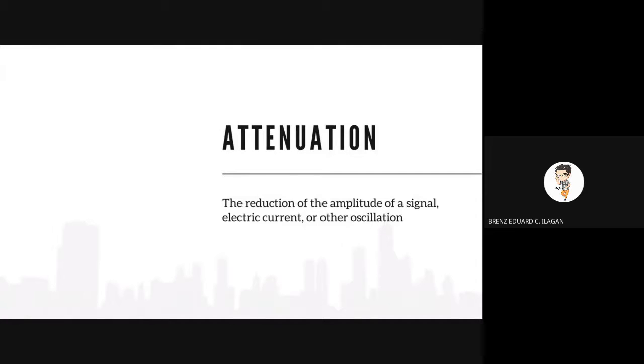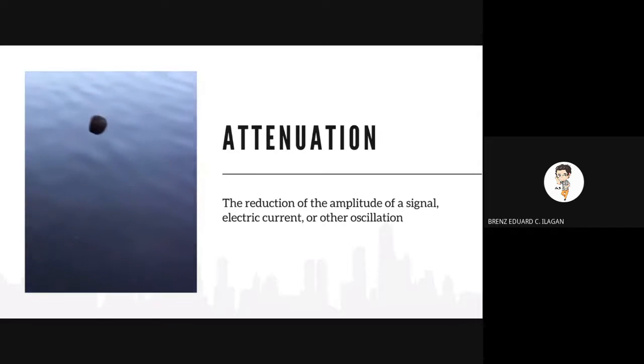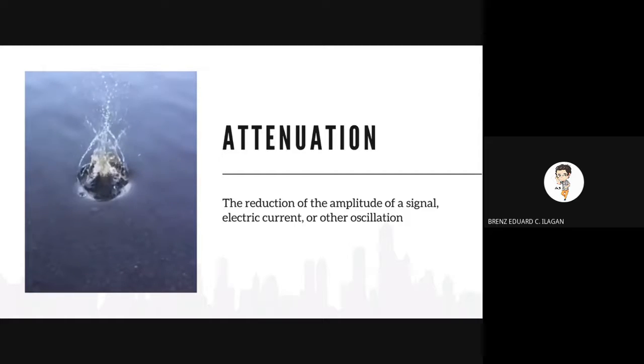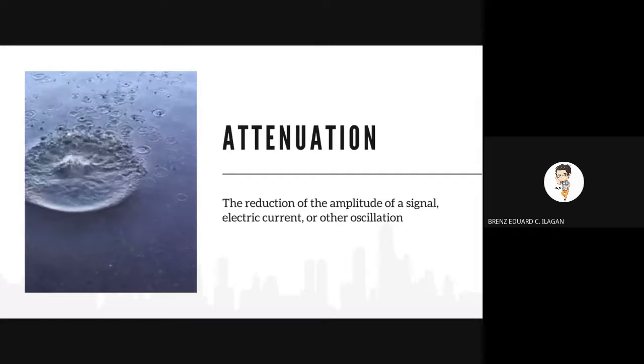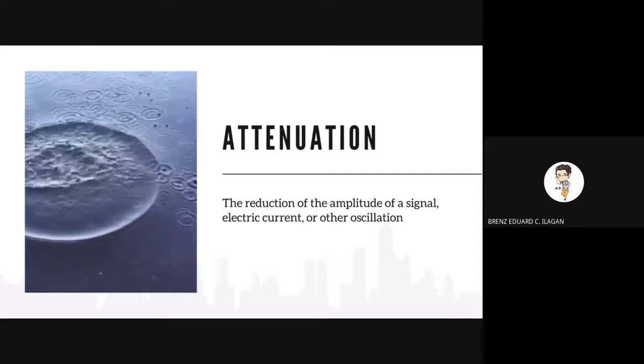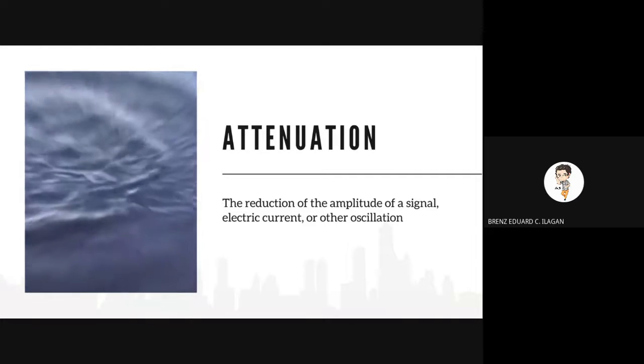Attenuation, the reduction of the amplitude of a signal, electric current, or other oscillation. So ito yung nalilessen or nawiweaken yung force, amplitude, and magnitude. So ang best illustration nitong attenuation ay kunyari, nagbato ka ng isang bato sa tubig. Once na tumama yung bato sa tubig, nagpo-form ito ng waves sa surface, palayo sa part or sa lugar na kung saan lumubog yung bato. Mapapansin natin na noong una ay malaki yung waves, pero habang lumalayo ito, lumiliit na ito. So itong pagliit ng waves na ito yung tinutukoy na attenuation.